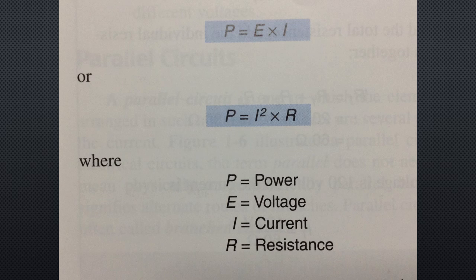Since a watt and a volt ampere are the same, power is often expressed in volt amperes, or VAs. Power is expressed mathematically as shown on the screen, where P, or power, equals E, or EMF, times I, or current, or power equals current squared times resistance.